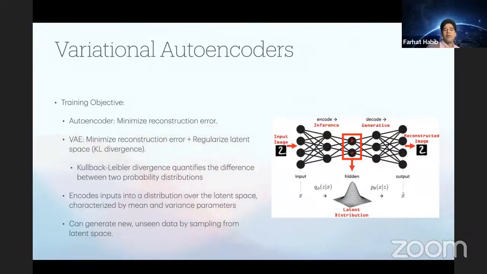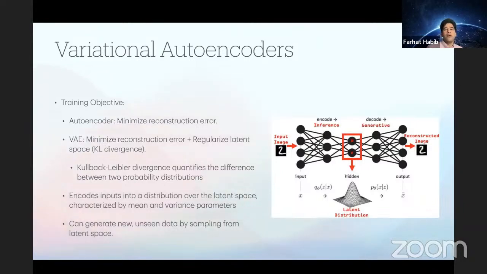Okay. So in a variational autoencoder, we impose an additional condition that the points in the hidden layer also have a certain distribution. Usually the distribution is a Gaussian distribution.